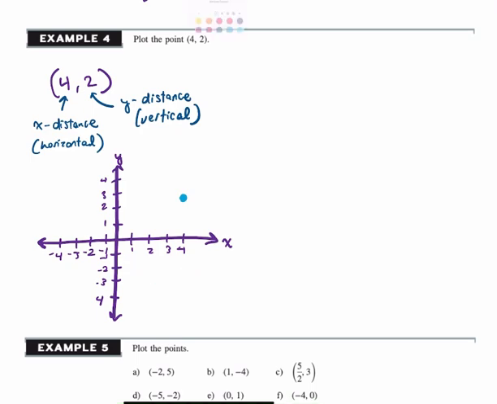And we can label this (4, 2). So again, the first part of this is the distance on the x-axis. If it was negative 4, we would go in that direction. And then the second part of the ordered pair is your vertical y distance. So it gives us a location on this flat two-dimensional surface. And we're up here in quadrant 1. Both the x and the y are positive.